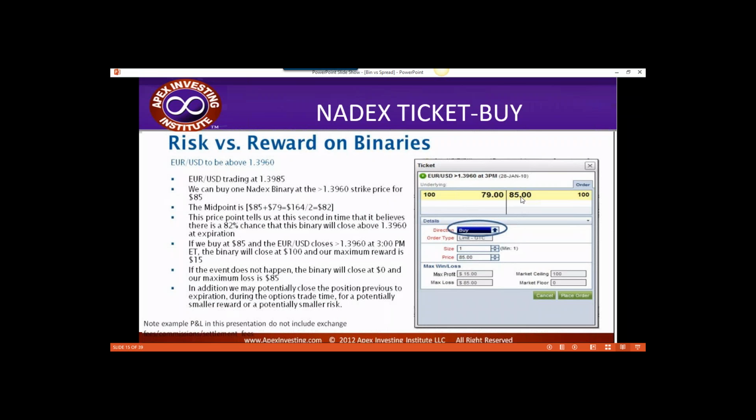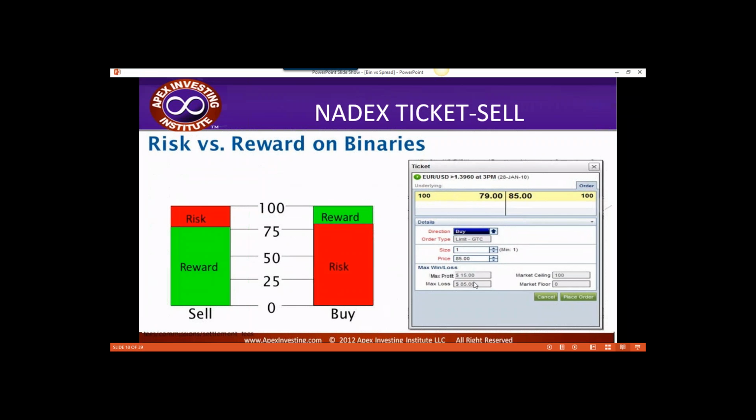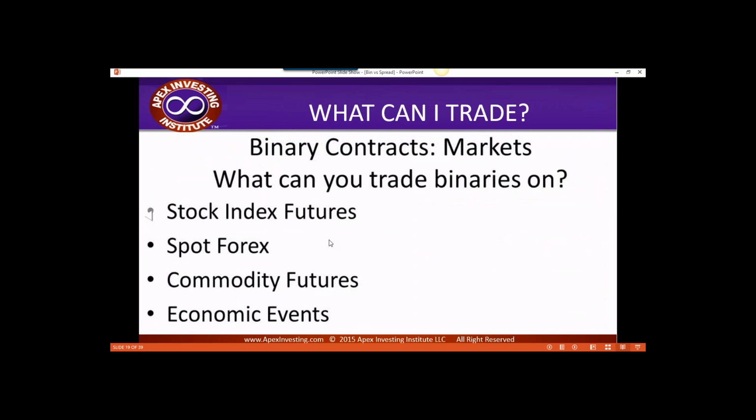So yes, on the buy side, the amount I'm buying for is my risk. On the sell side, whatever I'm selling it for is my potential profit. And the difference of where I sell compared to 100 bucks is my risk. Okay, so that is binaries in a nutshell.